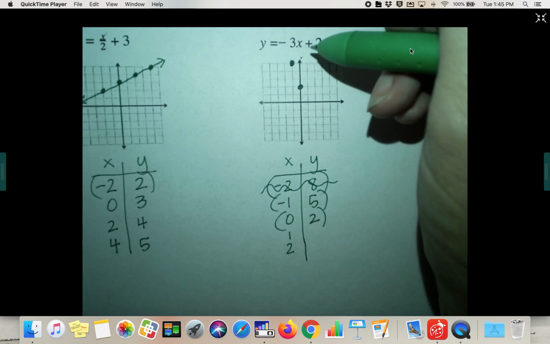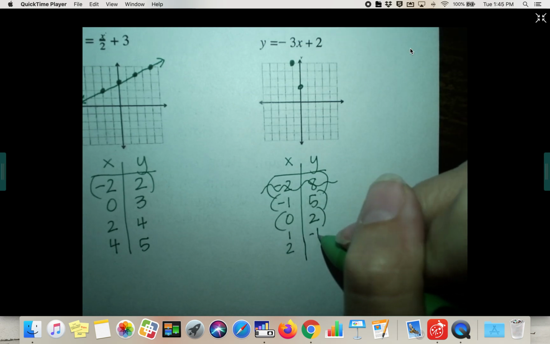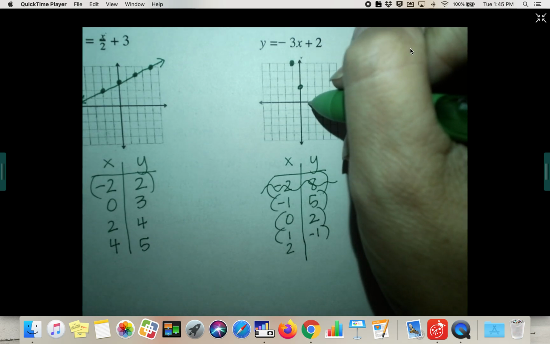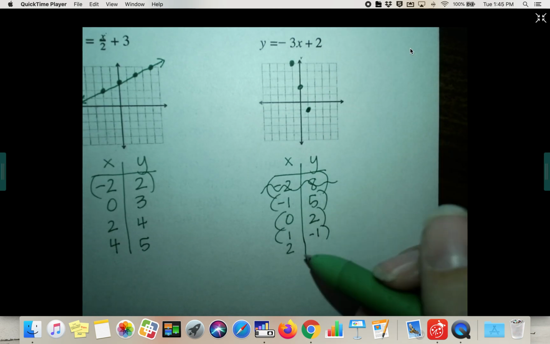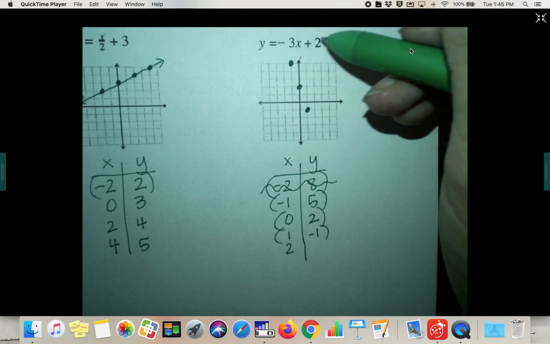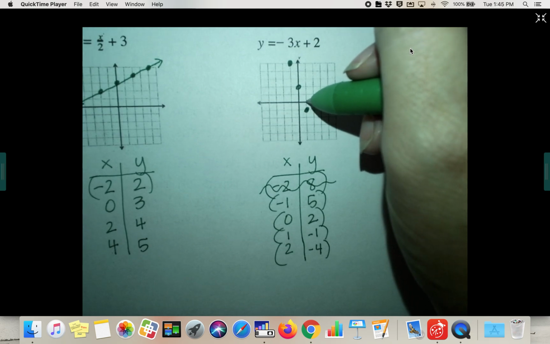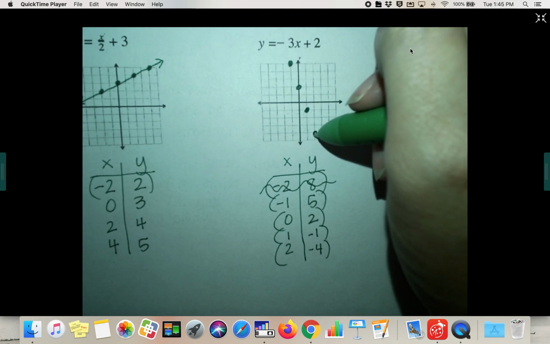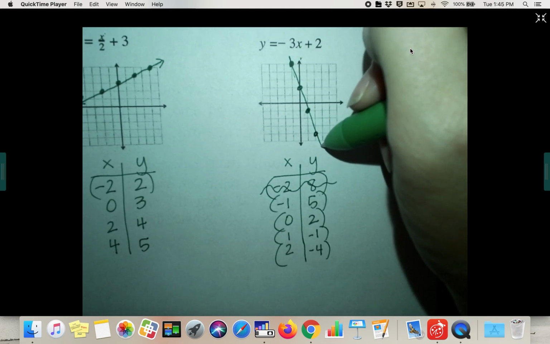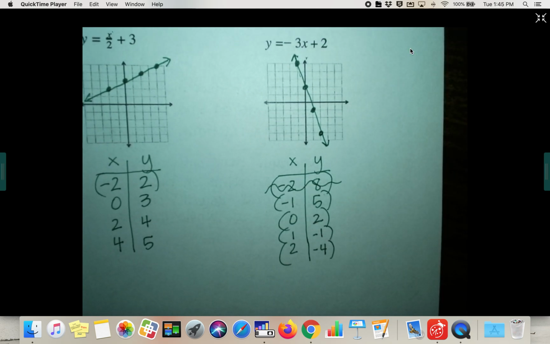Let's plug in 1. 1 times -3 is -3. Plus 2 is -1. That one also goes nicely on the graph. And then 2 times -3 is -6. Plus 2 is -4. So when you go plot that one also goes nicely on the graph. So we were only off by 1, and it's okay. I mean, you don't know unless you try it. Try to pick some numbers and see what works.